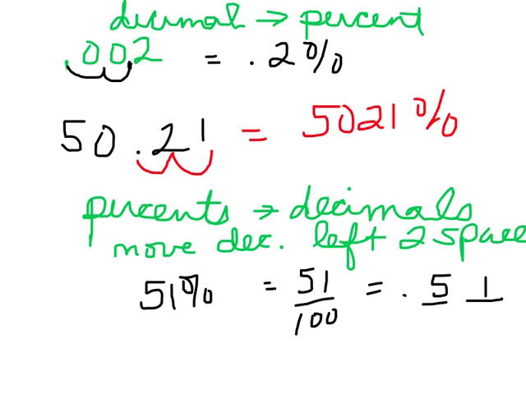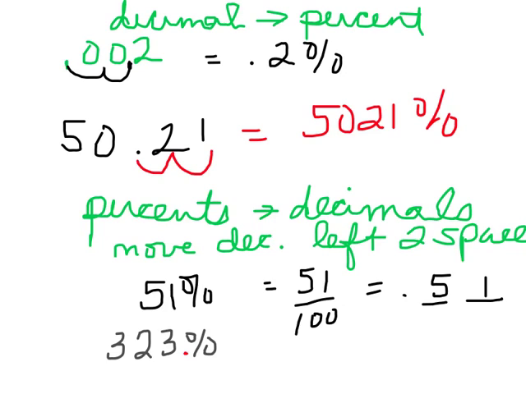How did I get that to happen? I moved the decimal place left 2 spaces, and that's how you go from percents to decimals. If it helps you to do this transition like I just did here, that's good. Or you can memorize that you move the decimal place left 2 spaces, because that's what happens every time. Let's try a weird one. What if I did 323%? I'm supposed to move the decimal left 2 spaces.